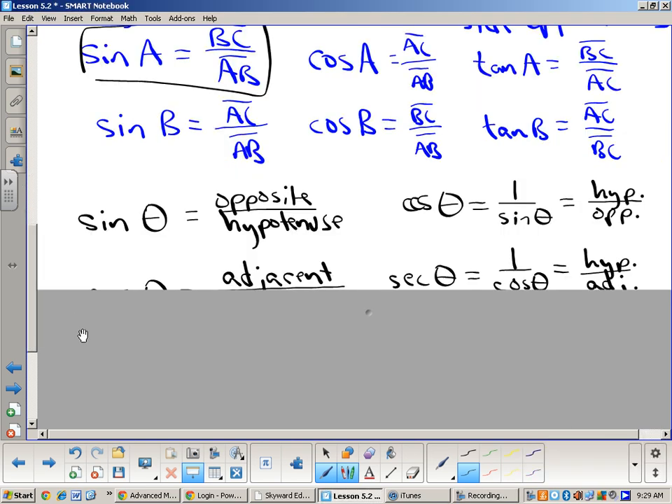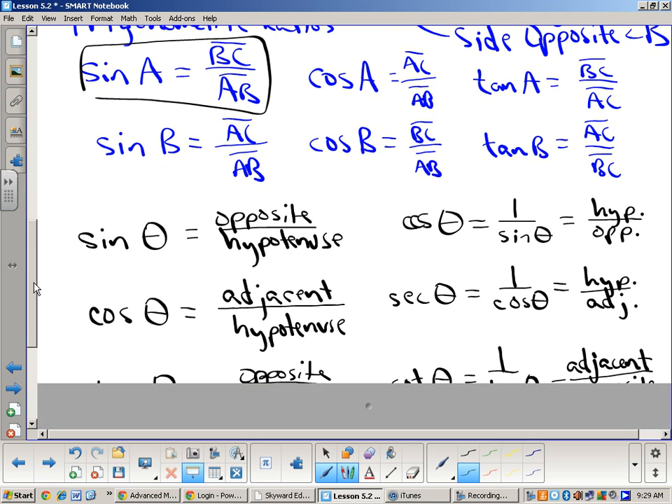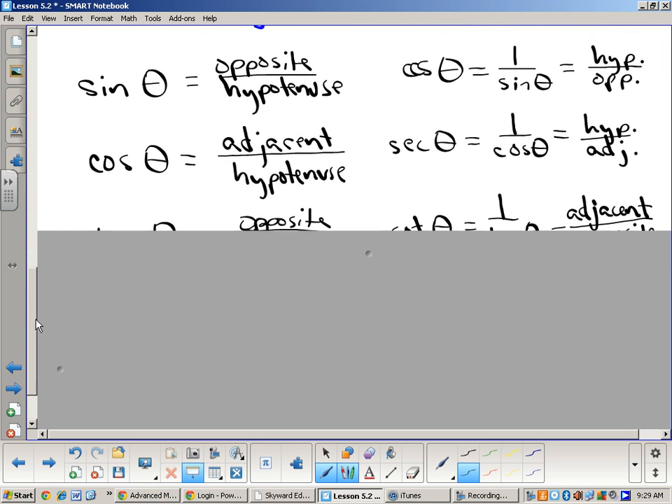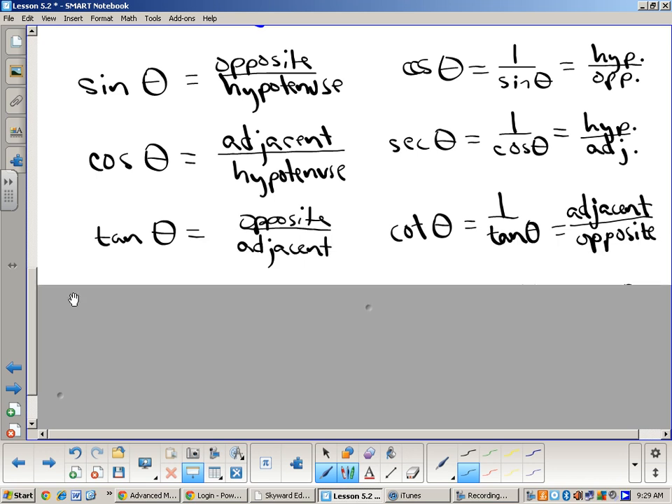So the rules then, and now I'm throwing in 3 more rules. Sine, cosine, and tangent we started out talking about. We said sine is opposite over hypotenuse, cosine is adjacent over hypotenuse, tangent is opposite over adjacent. But today we're going to talk also about cosecant, secant, and cotangent.